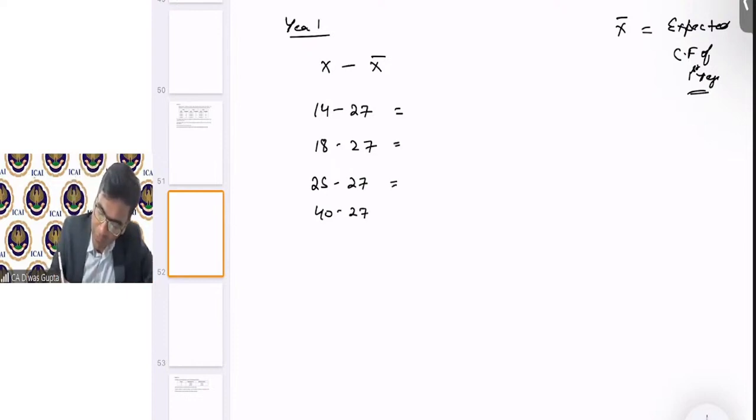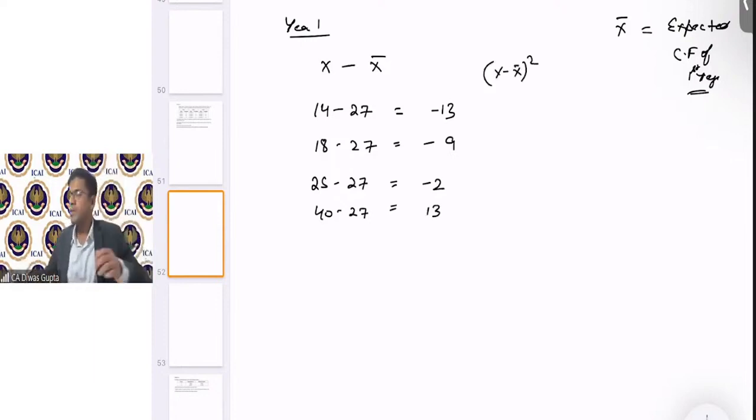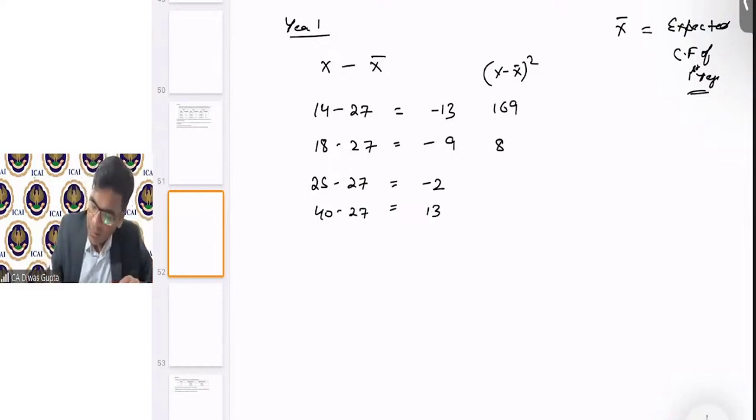So this comes as how much? This comes as minus 13, minus 9, minus 2, and then 13. Then we have to calculate (x minus x bar) squared, and I've given the logic also why we square this deviation: minus 13, if we take it as is, will offset the plus 13. So to avoid that and to see the absolute deviation, we take a square. Correct? 169, 81, 4 and 169 again.